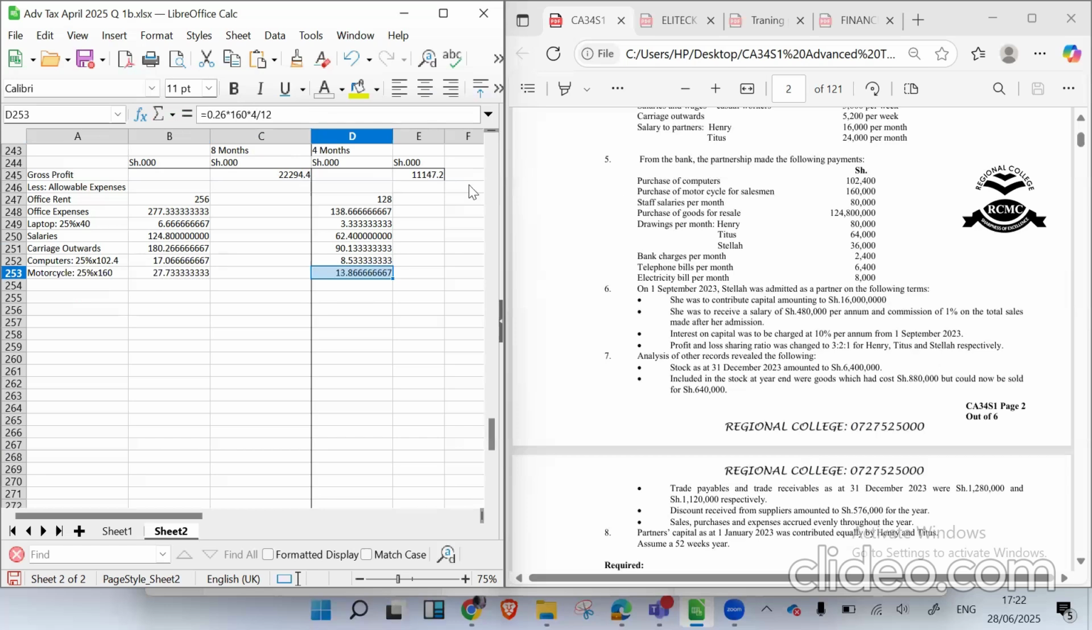Staff salaries per month. So you have staff salaries per month, you simply multiply 80 times 8. Unit direct. Yes. Ni hizo English ndio huwa inasumbua watu. Then 80 times 4. Ukiwa na pressure ndani ya exam, hizi vitu hautaziona.